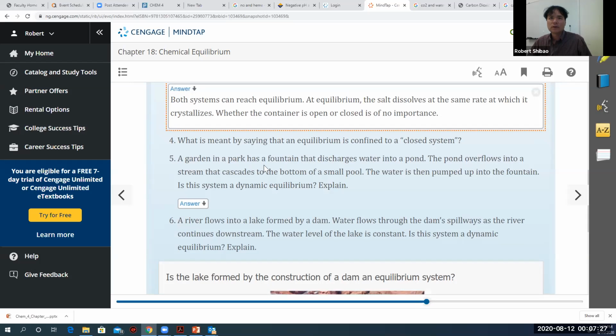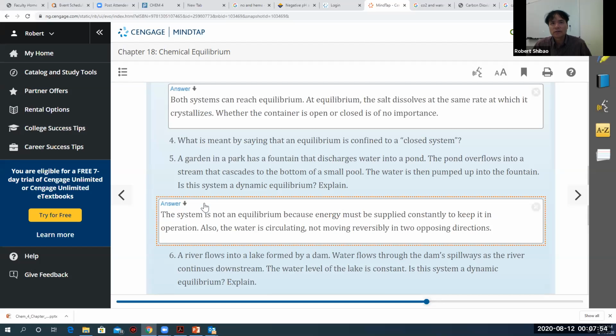A garden in a park has a fountain which discharges water into a pond. The pond overflows into a stream that cascades to the bottom of a small pool. The water is then pumped up into the fountain. Is this system a dynamic equilibrium? Yeah, this would be a dynamic equilibrium because the water is flowing down and then they're pumping water back up. So water is going both ways. And the level of the pool, both top and bottom, shouldn't change.